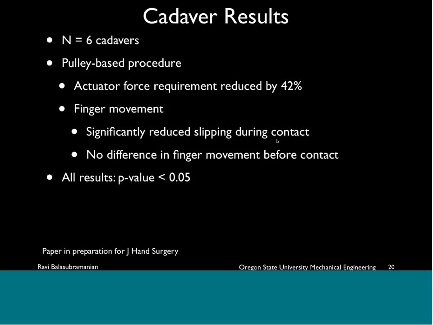Now, also importantly, it turned out that there was no difference in finger movement before contact for the pulley-based procedure when compared to the suture-based procedure. So what this means is that the pulleys did not affect finger movement before contact. And overall, over these 6 cadavers, we had a significant result with p-values less than 0.05.